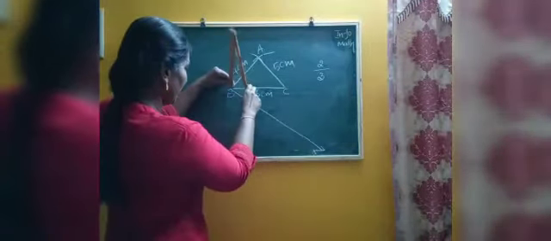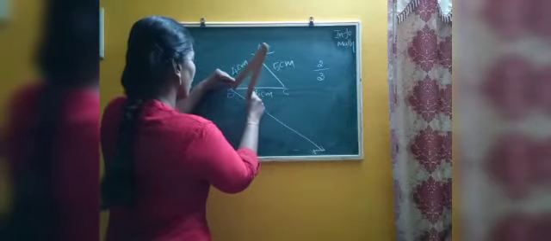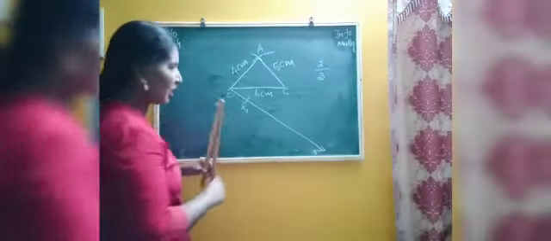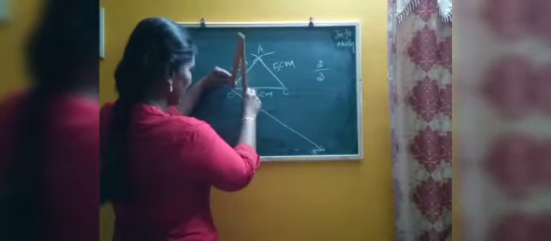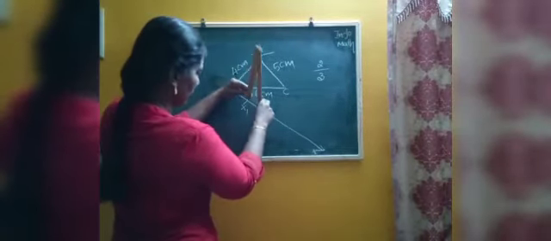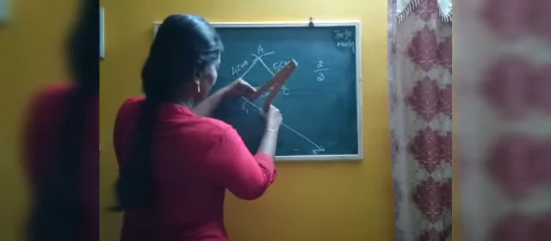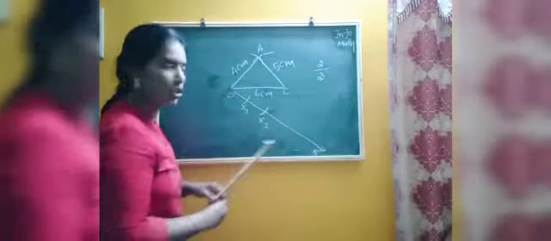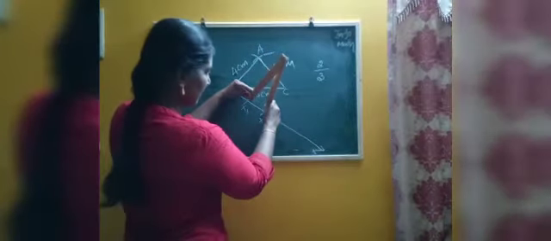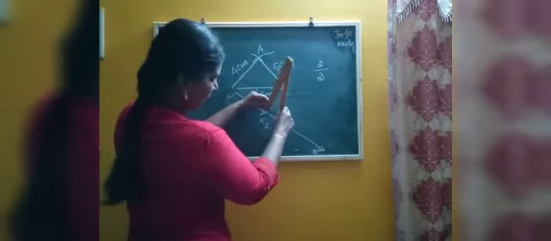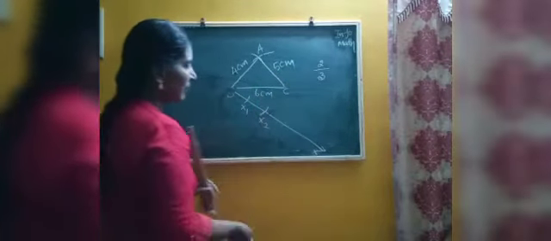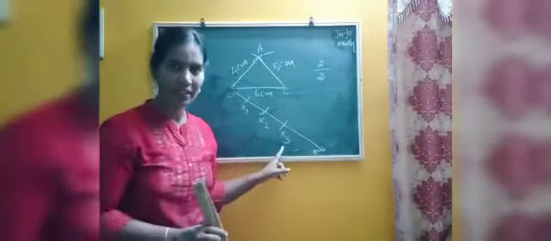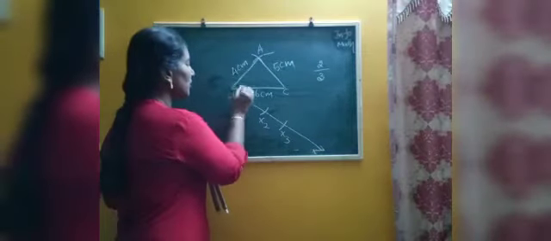Fix the compass on B and draw an arc. Name it X1. Now fix your compass on X1, with the same size. That is the condition. Draw another arc and name it X2. Now fix it on X2, with the same length, and draw another arc. That must be X3.